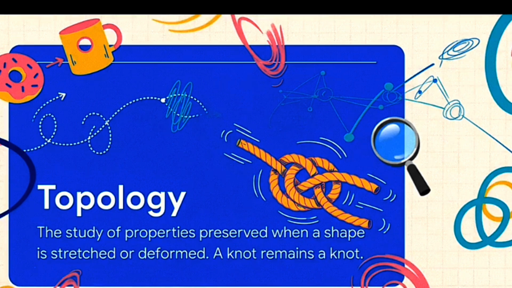A donut and a coffee mug are topologically the same thing because they both have one hole. You could, in theory, squish and mold a clay mug into a donut shape without ever tearing it. That property, the one hole, is robust. It's stable. It's like how a knot in a rope is still a knot, no matter how much you shake that rope around. And that inherent robustness is the key.